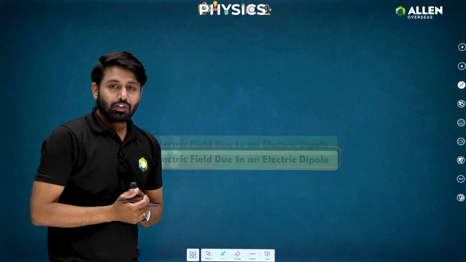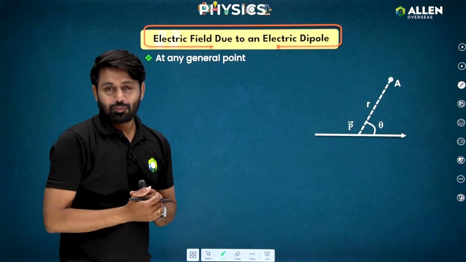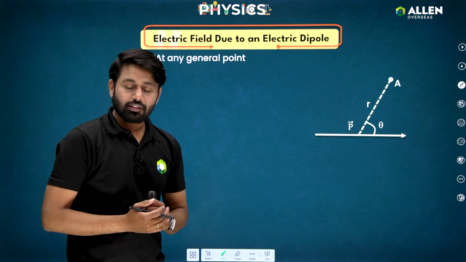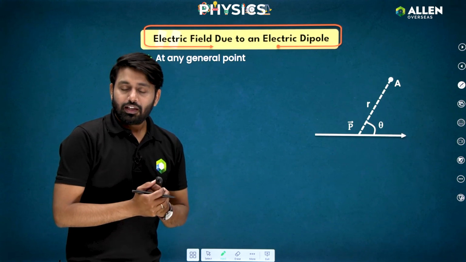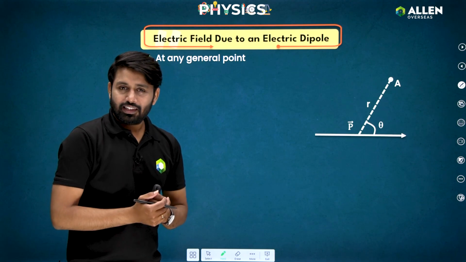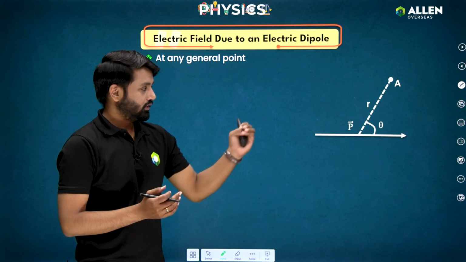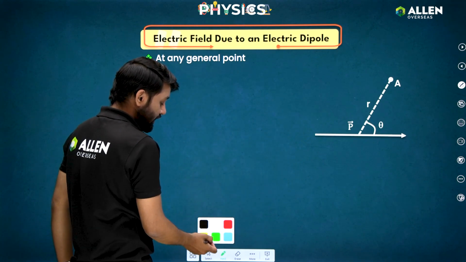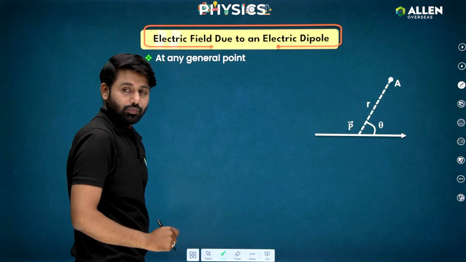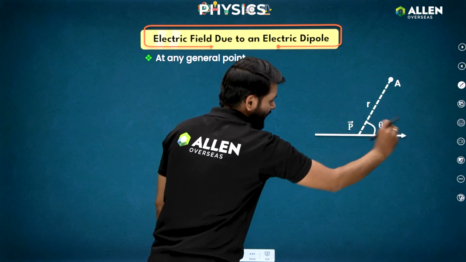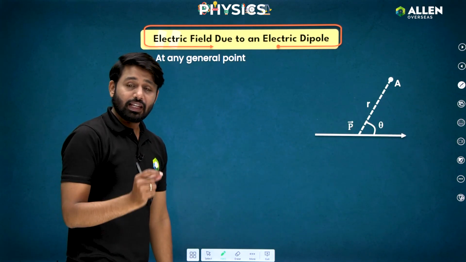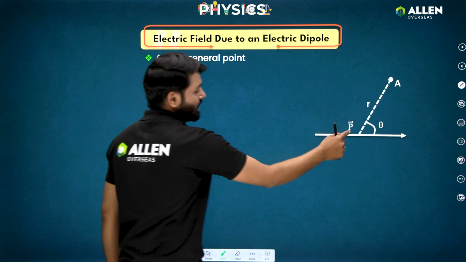Okay. Now the last case, which is at any general point. So how can we solve, sir? You are taking 2 points, one is at axis and another is at equatorial line. But if I take at any angle theta, in that case, what we have to do? Just see here. So this is the point A. This is general point at which we have to find electric field due to dipole. Okay, dipole moment is given. We can represent dipole by this arrow. Okay, this is representing the direction of electric dipole moment. Okay, this is theta, right?